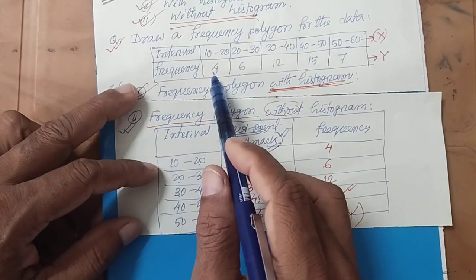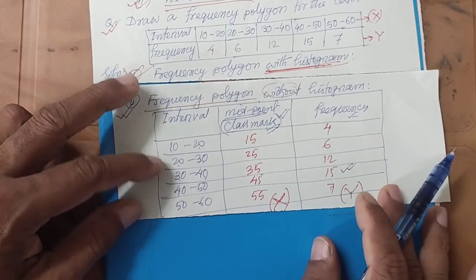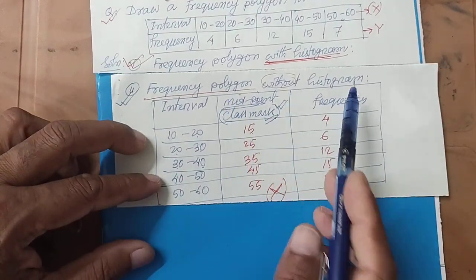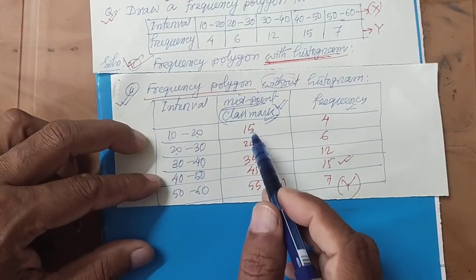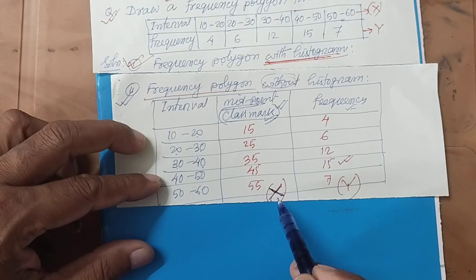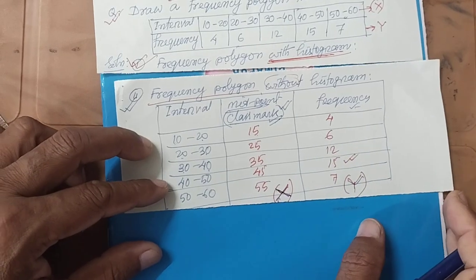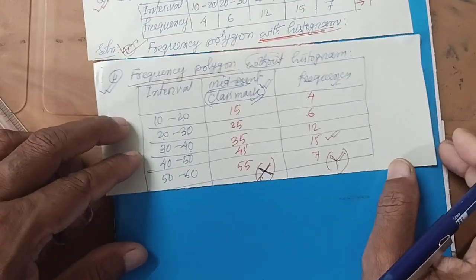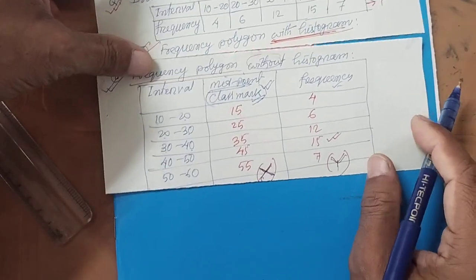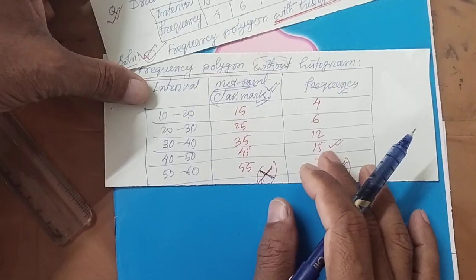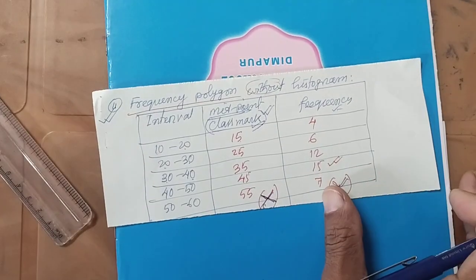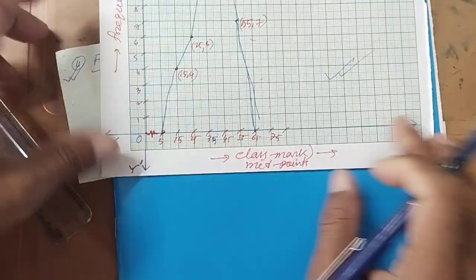And the frequency is the given frequency. To draw a frequency polygon without a histogram, this class mark, the middle point, will be plotted along the x-axis, and the frequency is the same as before, along the y-axis. Middle point along x, frequency along y-axis. So you see here, this is the graph I have drawn.